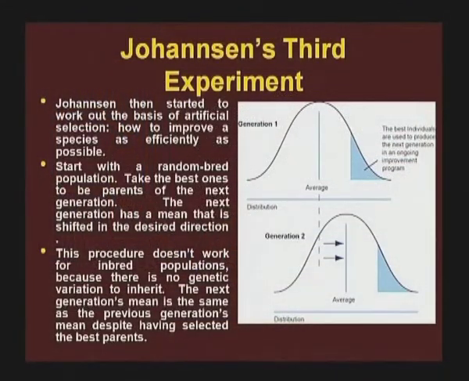Johannsen's third experiment showed that he started to work out the basis of artificial selection, how to improve a species as efficiently as possible. Then this procedure does not work for inbred populations. These are Johannsen's pioneering and fundamental experiments which paved the way for future plant breeding.